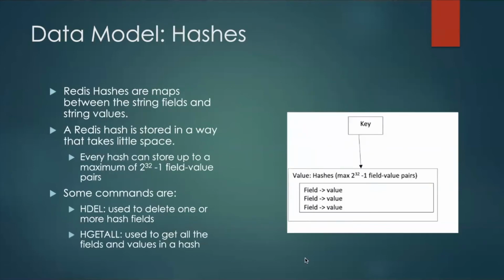Data model: hashes. Redis hashes are maps between string fields and string values. A Redis hash is stored in a way that takes little space. Every hash can store up to a maximum of 2 raised to the power 32 minus 1 field-value pairs. Some commands are hdel, used to delete one or more hash fields, and hgetall, used to get all the fields and values in a hash.